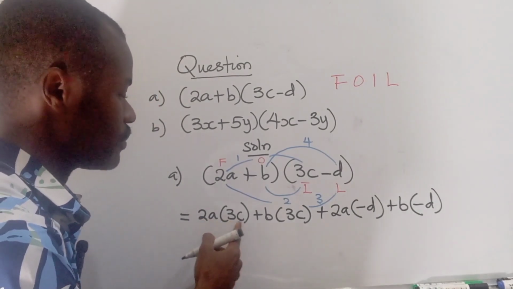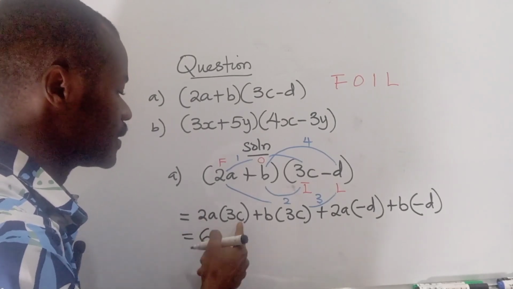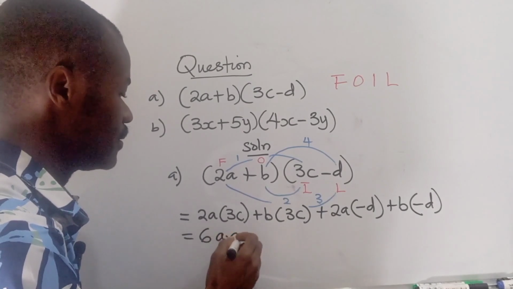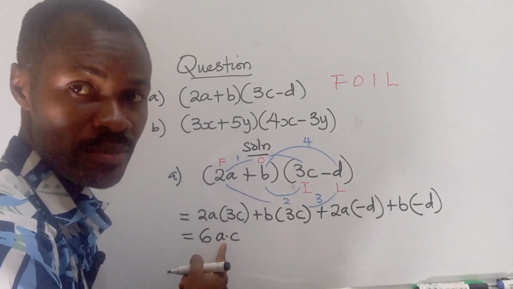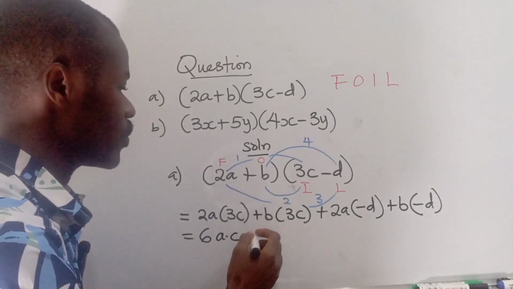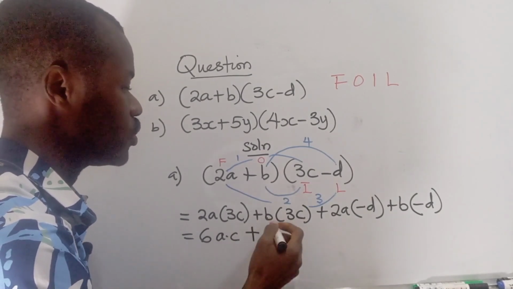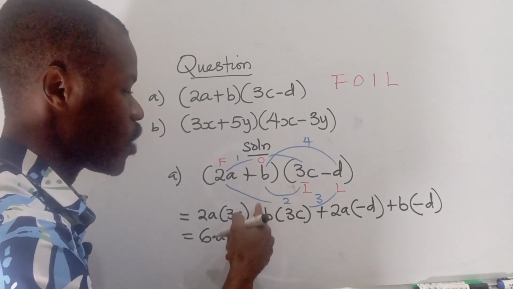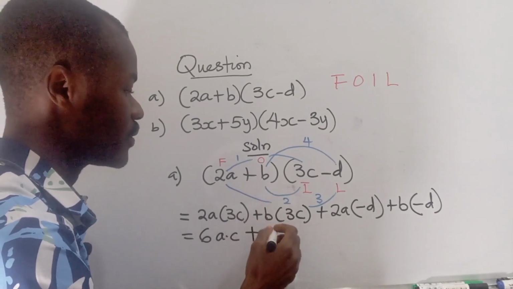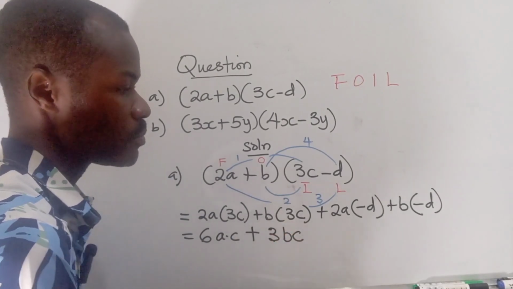So 2a times 3c: 2 times 3 is 6, a times c is ac. You have to arrange it alphabetically according to your A, B, C to Z. So we have plus. Now b times 3c: this is 1b, so 1 times 3 is 3, b times c is bc.